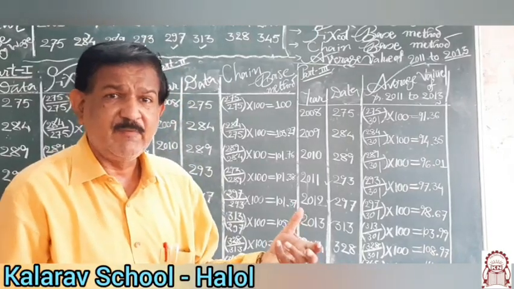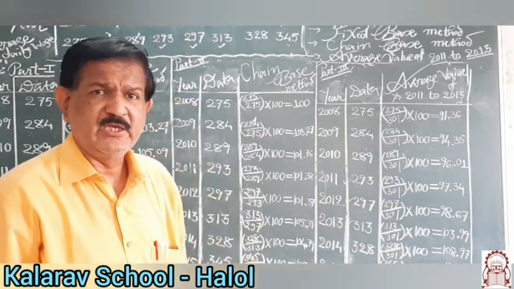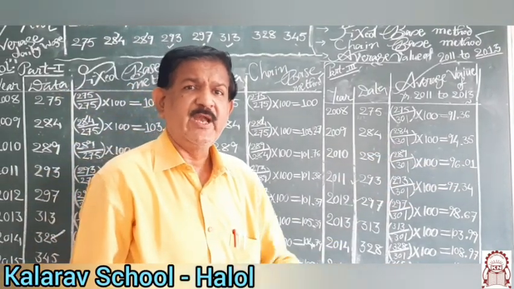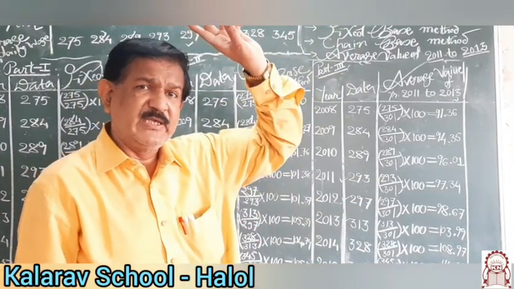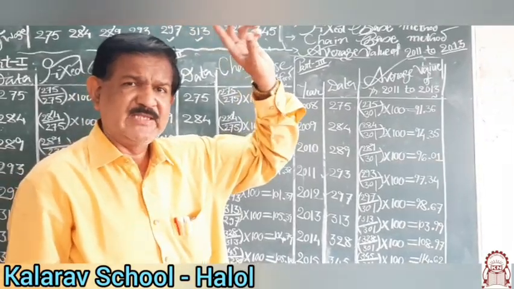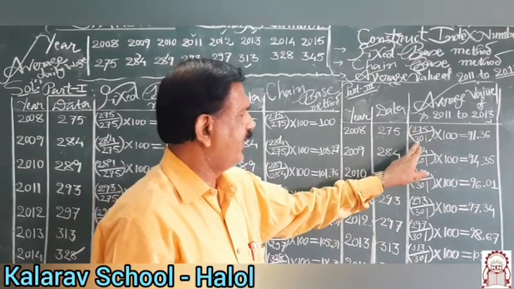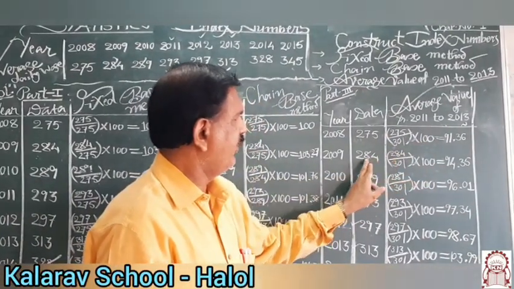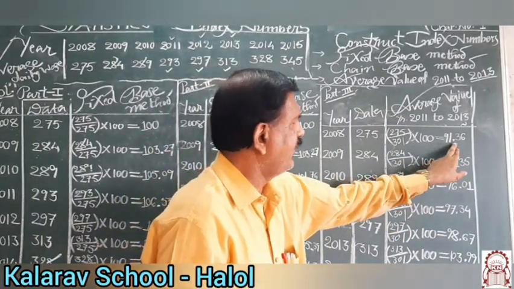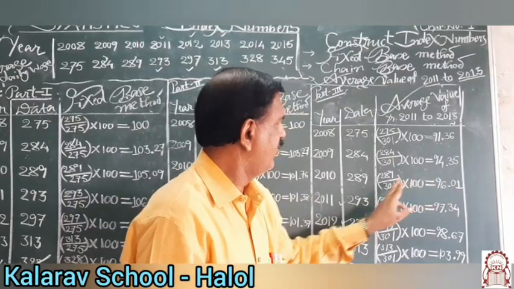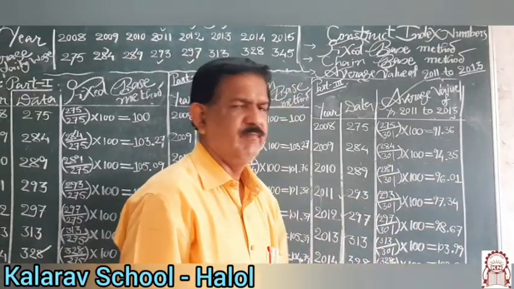Because basically, what is an index number? The percentage change of the value of the characteristic under study for the current year with respect to some base year. The definition of index number is what we have all seen. 275 upon 301 multiplied by 100. 284 upon 301 into 100, where 301 is the average value. The answer will be 91.36, 94.35. Similarly, 289 upon 301 into 100, 96.01 and so on.